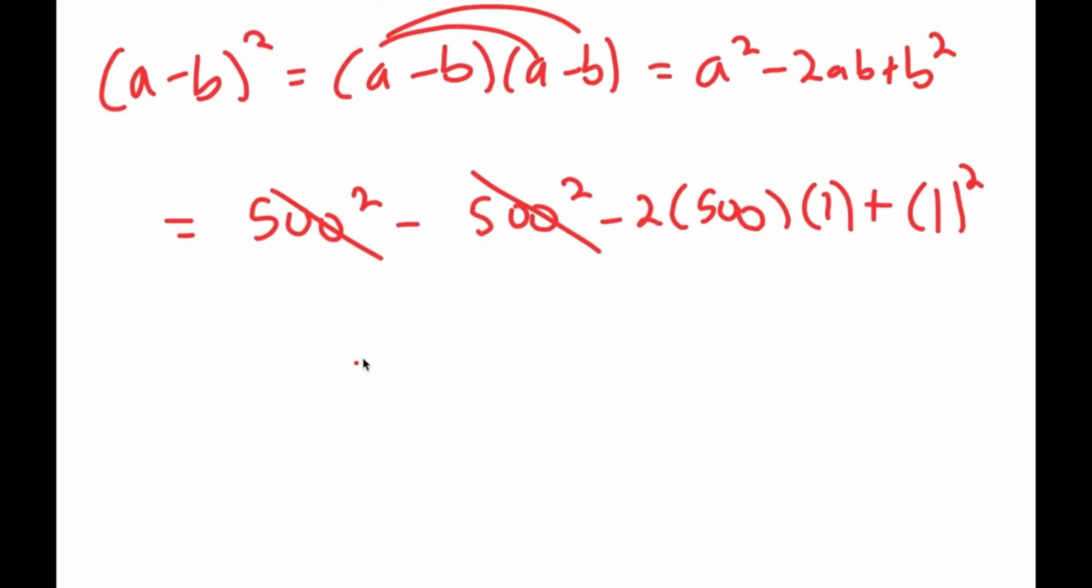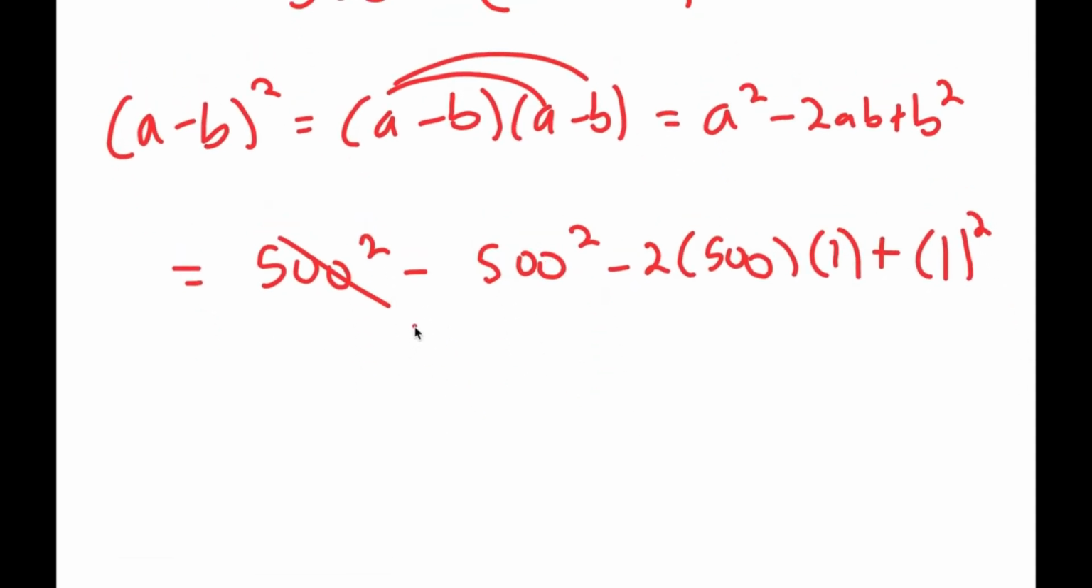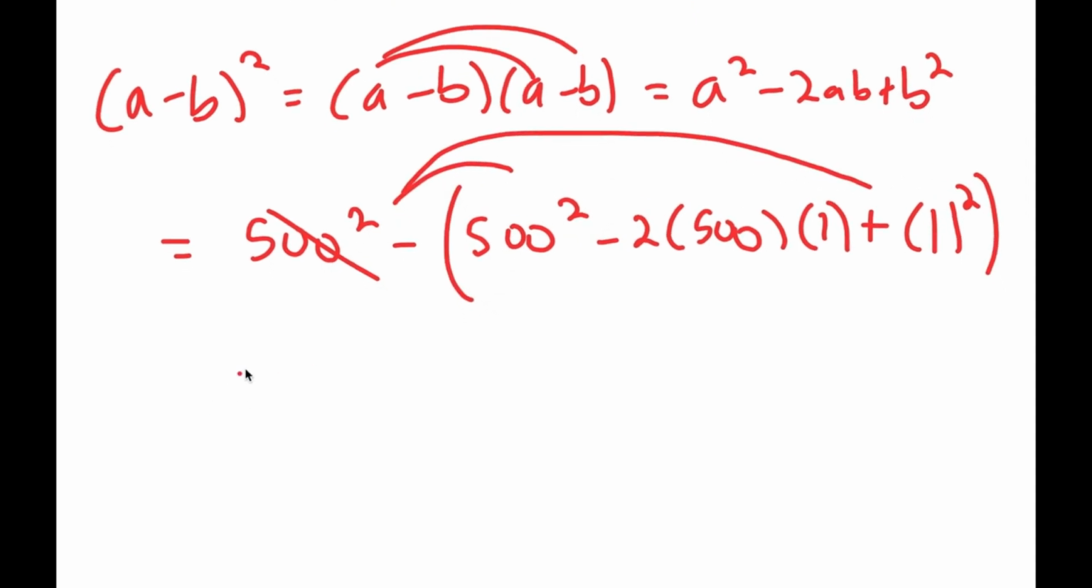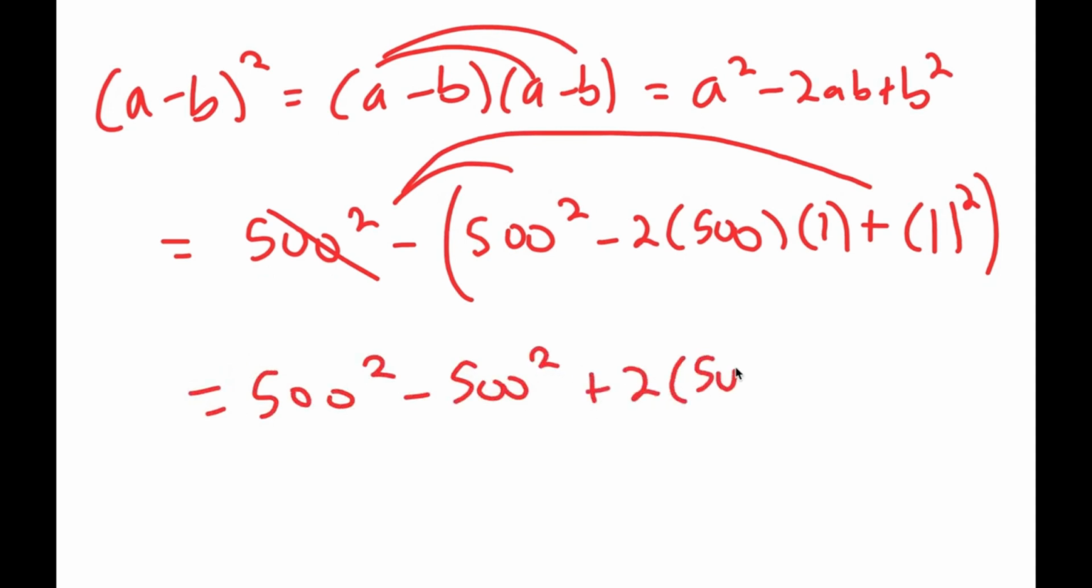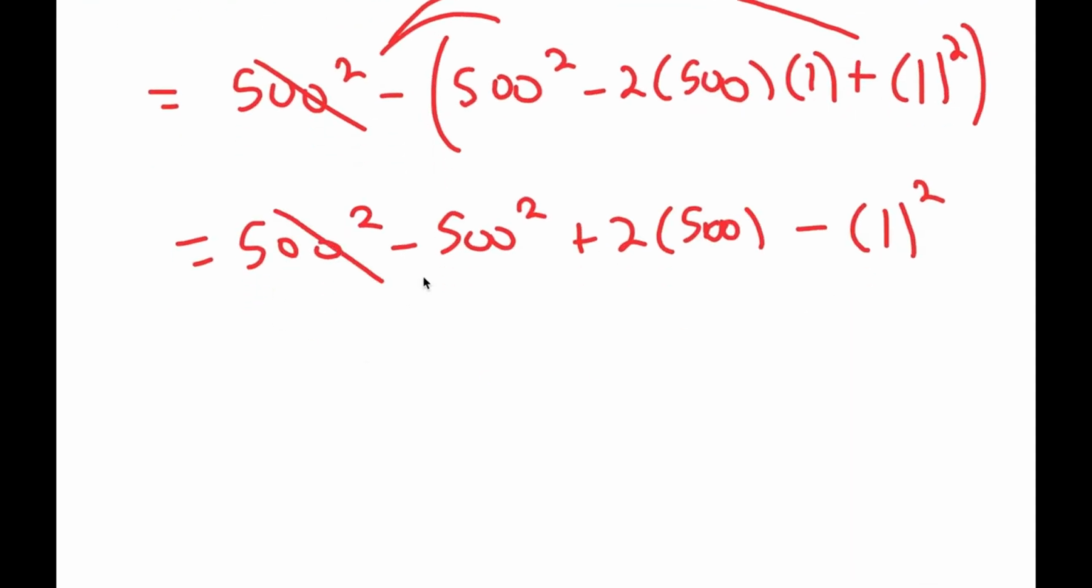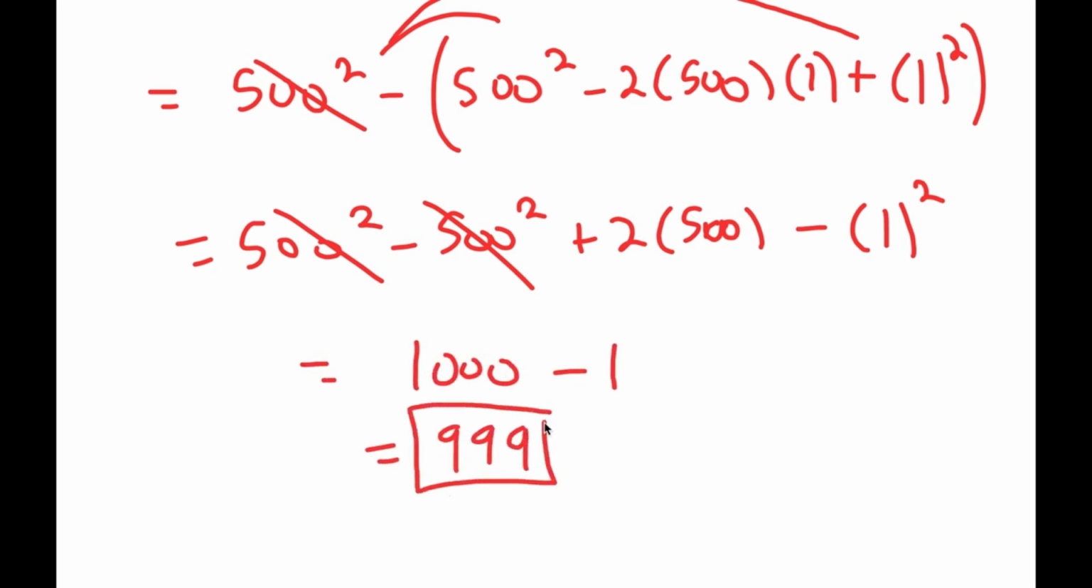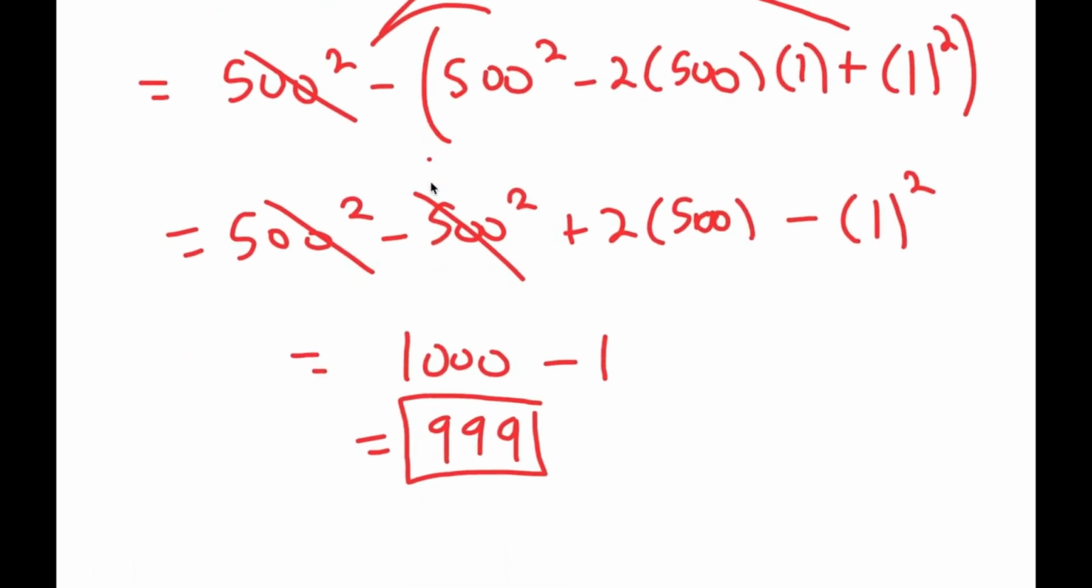So these two cancel out. However, this is actually going to be in parentheses, so the negative sign distributes. So this turns into 500 squared minus 500 squared plus 2 times 500 times 1, which is the same thing as 2 times 500, minus 1 squared. Now these two can cancel out, so I get 1,000 minus 1, which is equal to 999. So again, I get 999 as my answer.